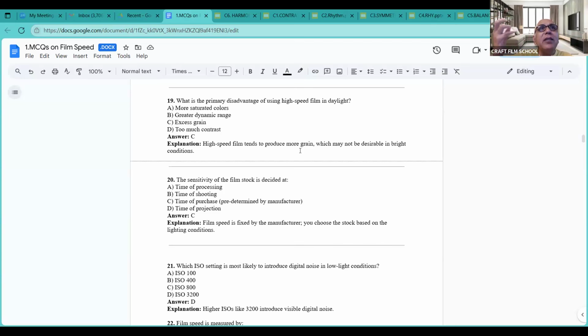Low light basically means tungsten light. Tungsten light is a low light condition, but even then you will hardly get an exposure of f16 if you are using baby and multi solar lights. So it is a very tricky question. He is indirectly asking about the property of a high speed film. If I change the same question to what is the primary disadvantage of using a high speed film in tungsten light, the answer would still be the same. It is just confusing the student.